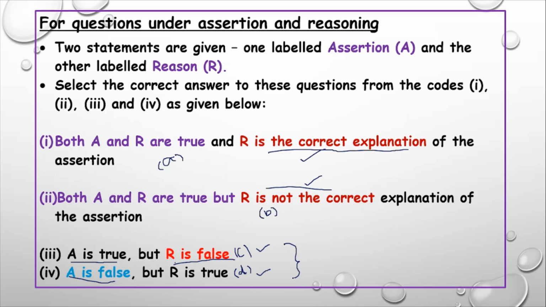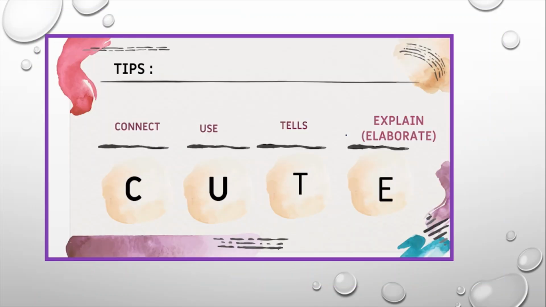Suppose both the statements are true. You are telling to check the connect between the statements. What is that connect? How can I check that? For that, I'll give you an easy trick that is called the CUTE trick. What is CUTE? Both assertion and reasoning are talking about the same content, that is connect. It has a connection. Or a reason is a statement of equation or a theorem.